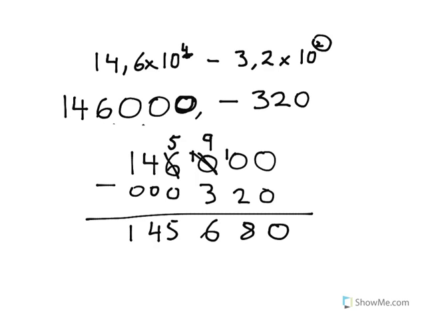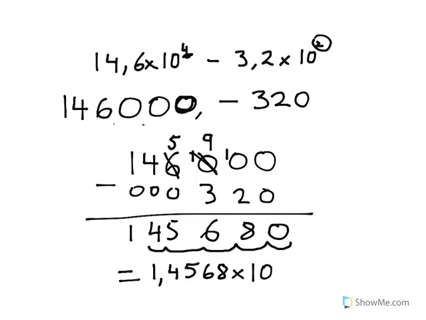So the answer to 14.6 times 10 to the power 4 minus 3.2 times 10 to the power 2 is 145,680. Because the question was in scientific notation, I would go back and answer in scientific notation, giving us 1.4568 times 10 to the power. How many places did we move the decimal point? 1, 2, 3, 4, 5. Times 10 to the power 5. And that's how we multiply, divide, add and subtract in exponential form or scientific notation.